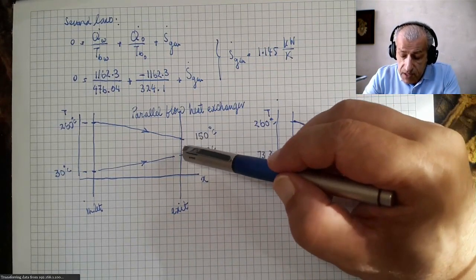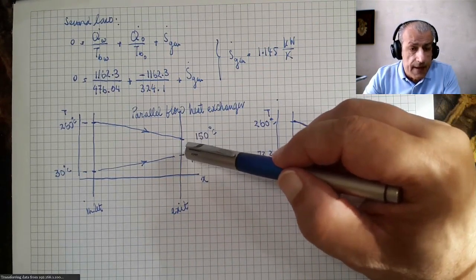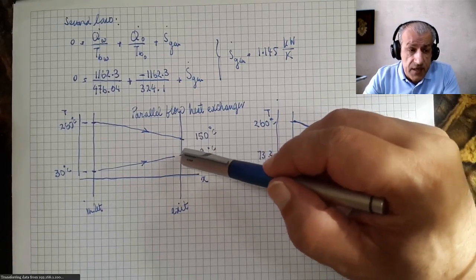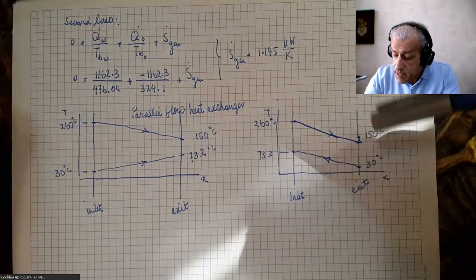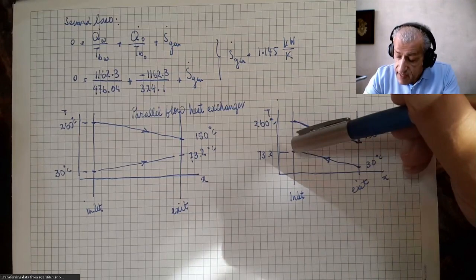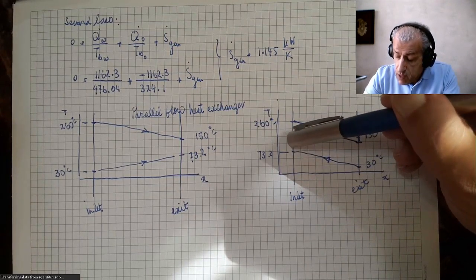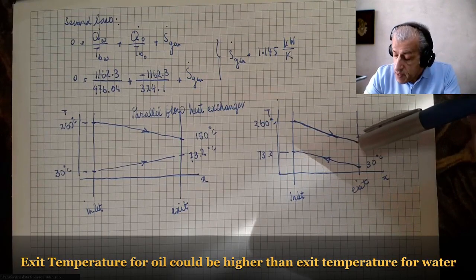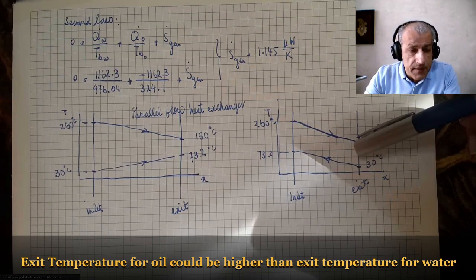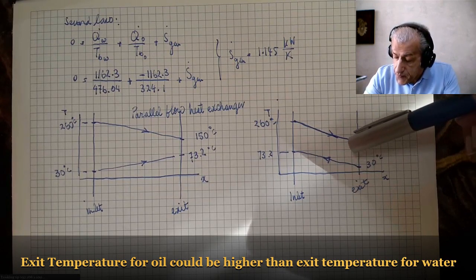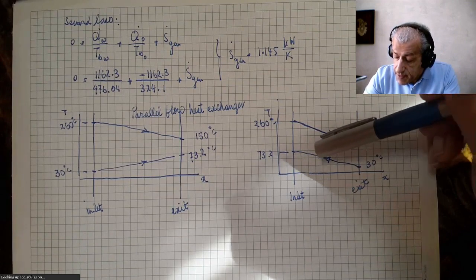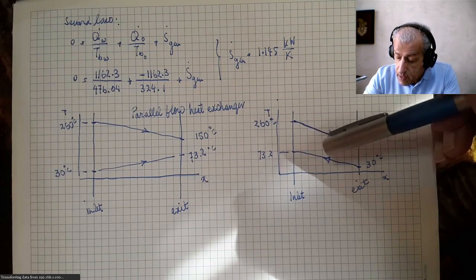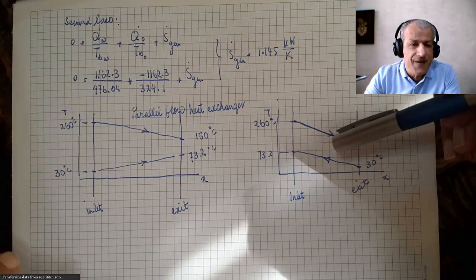In this case, there should be some temperature difference at the two exits because there should still be some heat transfer at every point. In this case, even the exit temperature for oil could be higher than the inlet temperature for water, and this should cause no problem since at its exit there is still a temperature gradient where there could be heat transfer.